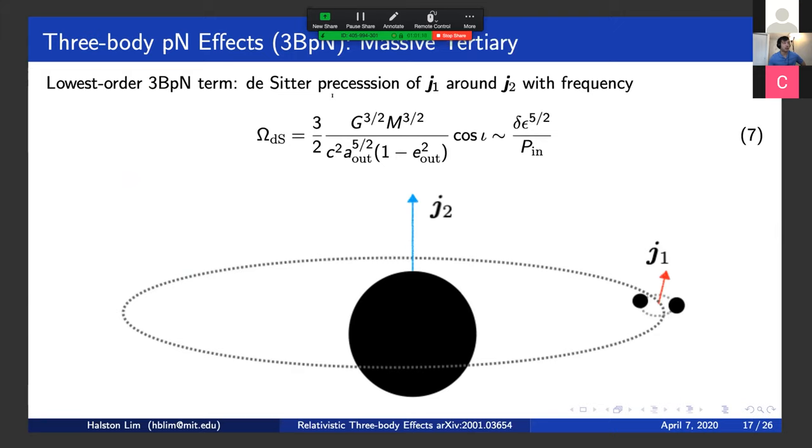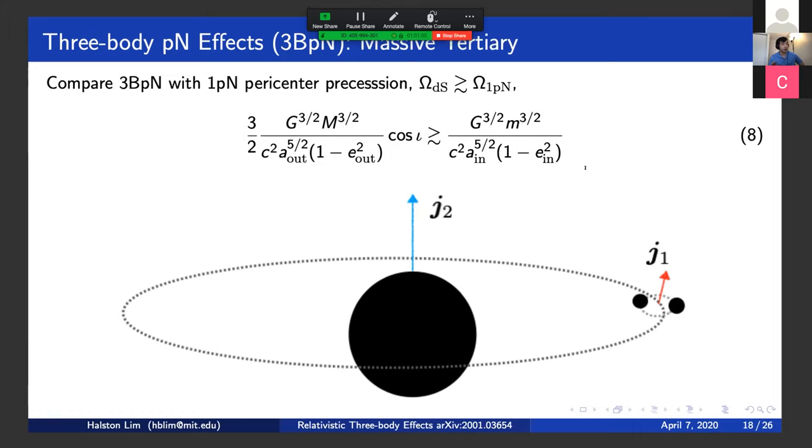If you go through the calculation, you'll find that the lowest order three-body 1PN term is actually the de Sitter precession of the inner orbit's angular momentum about the outer orbit's angular momentum. So this is in agreement with the geodetic precession. If this were a point particle and it had spin and you were to parallel transport it around the supermassive black hole, that precession rate is the exact same thing that you get when you replace the point particle with an inner binary with some angular momentum. This is the expression, and it goes as delta epsilon to the 5/2.